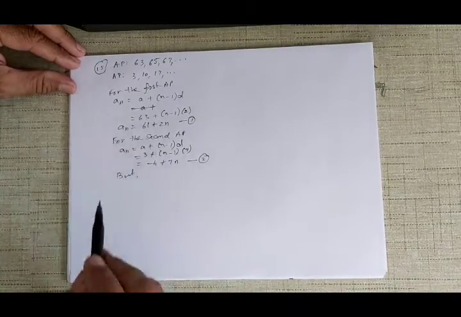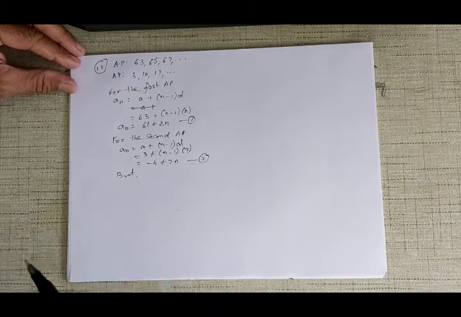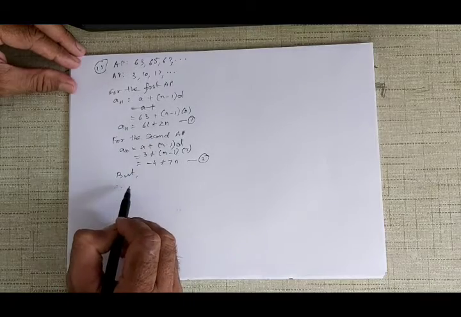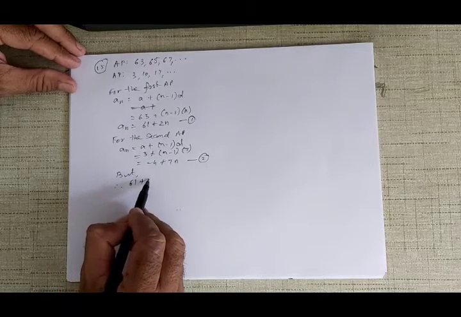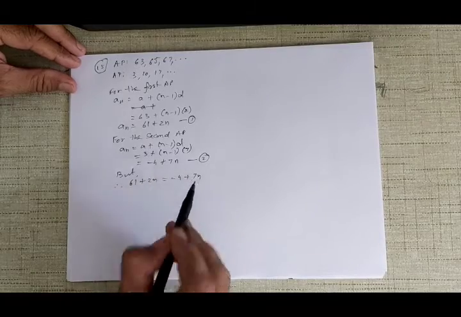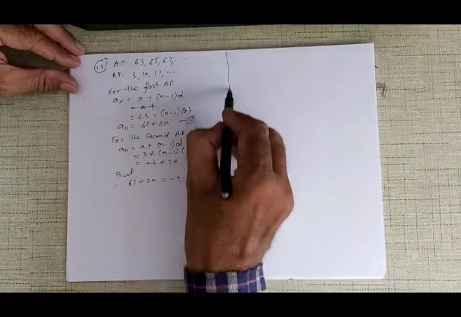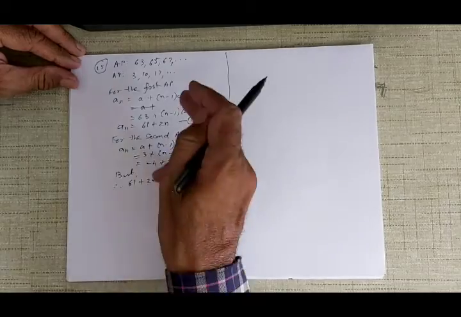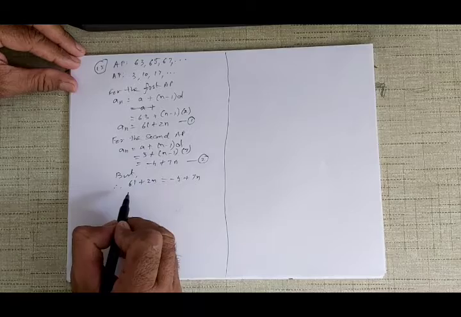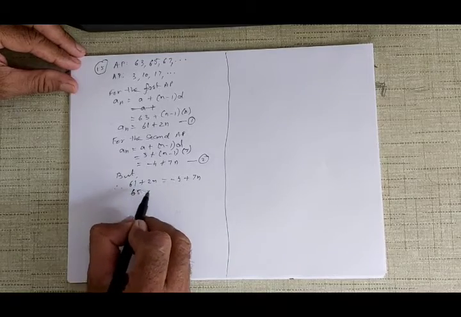But we have to make 1 equal to 2, because we are told, for what value of n, and then find n. So the first one came to 61 plus 2n is equal to minus 4 plus 7n. Now we have to find n, because for this value of n both the terms will become equal. So taking 61 and minus 4 to this side, it becomes plus 4, 65.